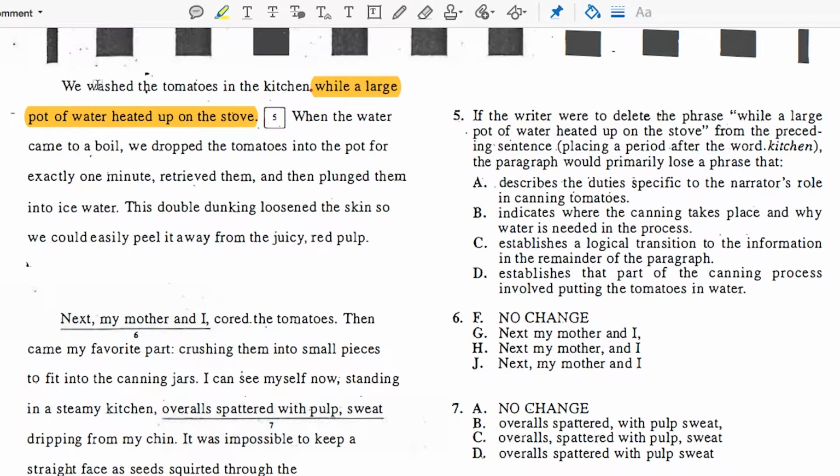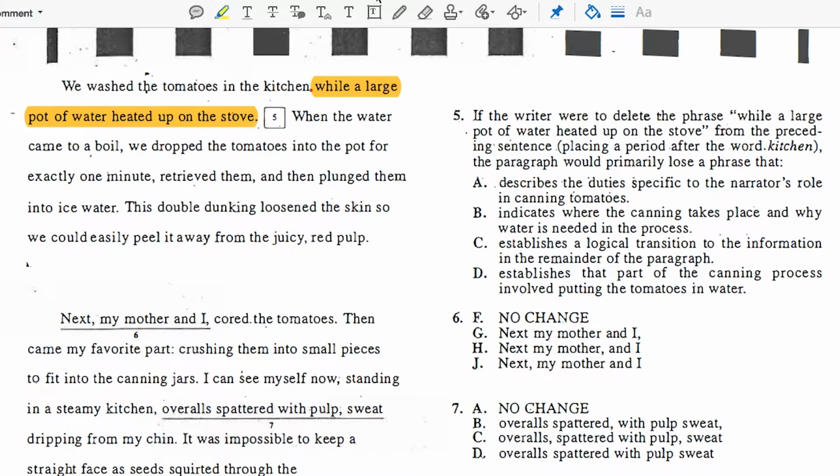Well, without this phrase, we washed the tomatoes in the kitchen when the water came to a boil, it seems very disjointed. And it seems disjointed because we don't have a transition between washing the tomatoes and the water boiling. How did the water get there? There was no mention of it until it's boiling all of a sudden. And so we would lose this logical transition between washing, heating up the water, and the water boiling. That's a series of events, and without the middle piece, it seems disjointed.